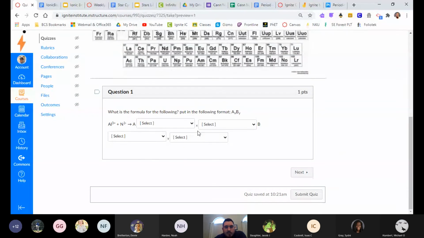All right, so on the first one here, this is asking what would be the formula. And so this is just a crisscross. If I crisscross it, I'm going to give the 3 to Al. I'm going to give the 3 to N. So Al is going to be my first, and I'm going to give it 3. And then N, I'm going to give it 3. However, what's wrong with that? That's not correct.